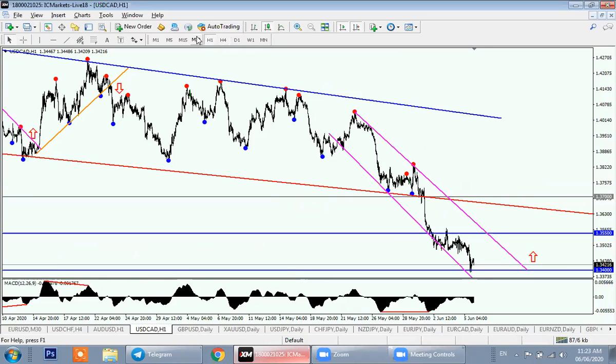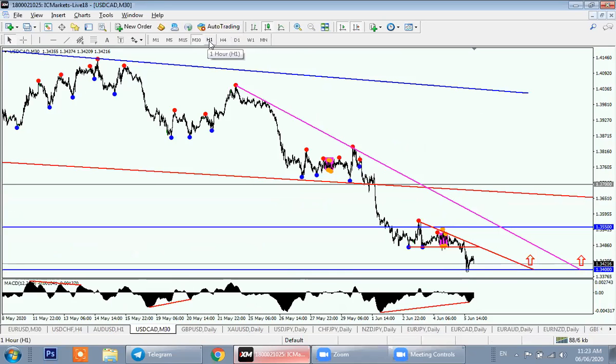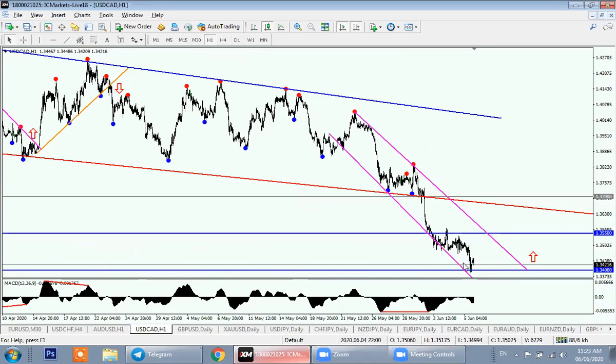on the H1 time frame, and here's our M30 time frame. On the H1 time frame, we are waiting for a new red dot to form around our upper purple trend line to consider it objective, and then enter on a break upwards. That's our first long-term reversal.